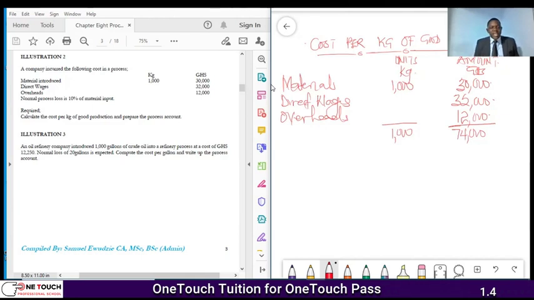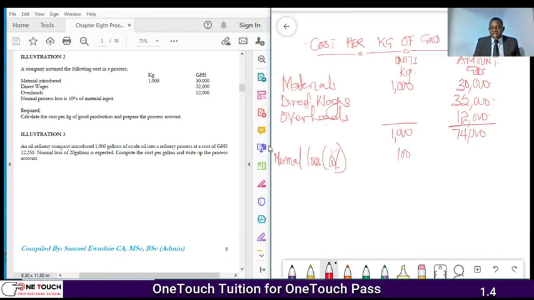1,000. Good. But here we're told that the normal process loss is 10% of material input. So we determine the normal loss. Normal loss is 10% of materials. So what is 10% of 1,000? 1,000 times 10% gives us 100. Good. So that comes out of the input.